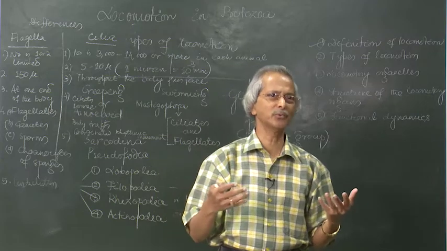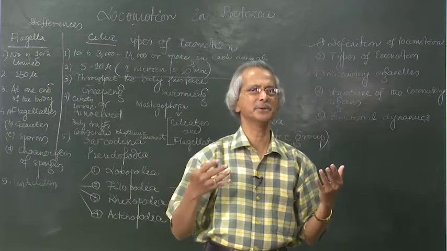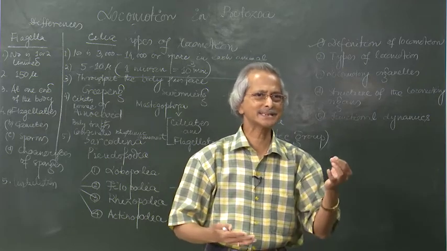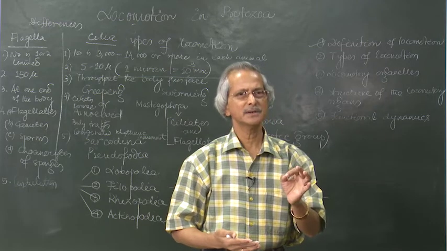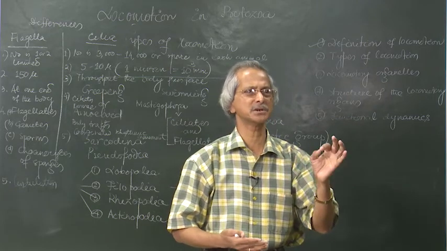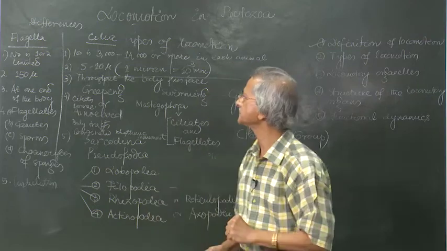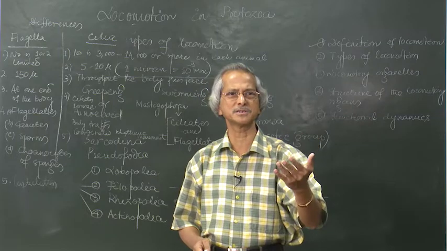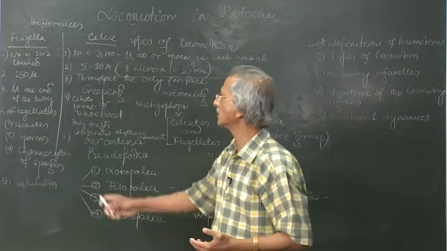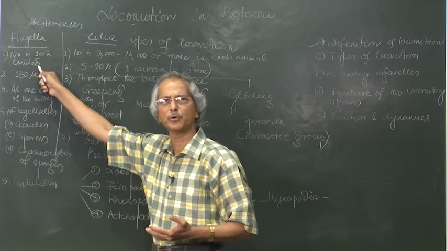Now, let me tell you once more what the differences are between flagella and cilia. Flagellum is singular, flagella is plural. Similarly, cilium is singular, cilia is plural. Please do remember. Number 1, the number: for flagella it is restricted, very few, 1 or 2 or maybe a few.